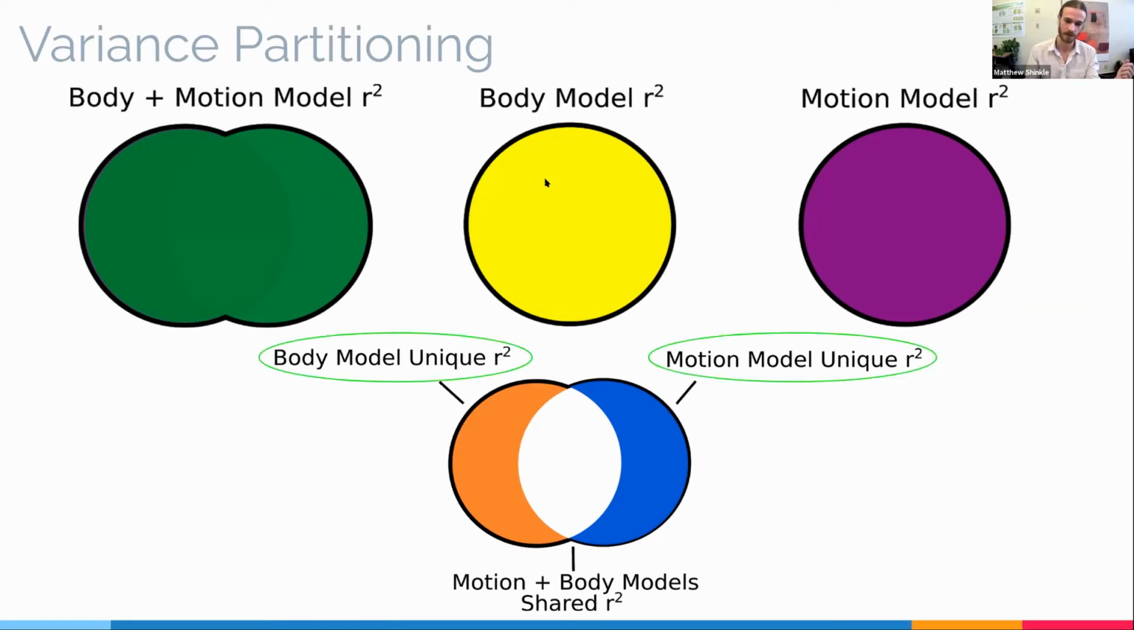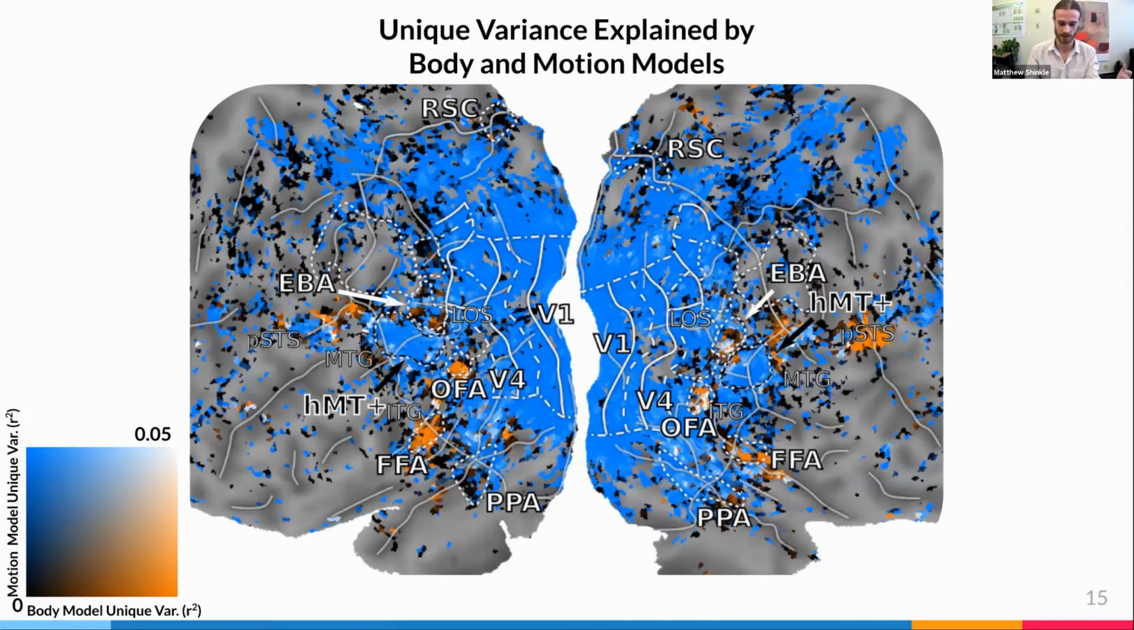Note that this also enables us to compute the amount of shared variance between these models, but we won't include these in the subsequent flat maps, though I have these in supplementary figures if you're interested in seeing them. So this is a visualization of the amount of unique variance explained by our body model and unique variance explained by our motion model in each voxel.